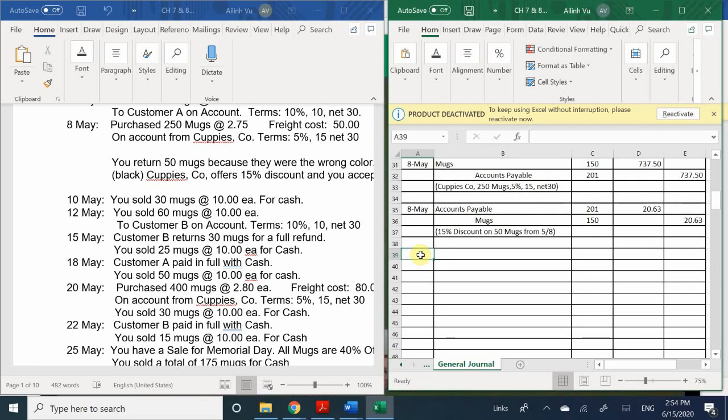So, May 10. What is the transaction at hand? What did we receive? We received cash. And what should we recognize when we received the cash? Sales, and then sales tax payable.